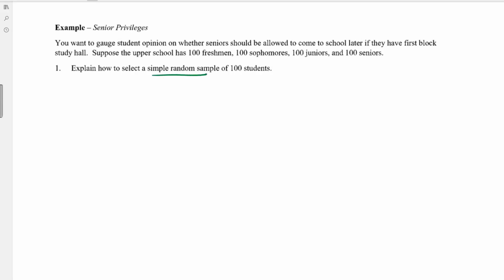So to get a simple random sample, you can't do any grouping, you can't do anything like that. You just got to put names into a hat and draw them out. So I'll do names into a hat. 1. Number every student from 1 to 400. Assign a number to every student. 2. I'm going to use names into a hat.